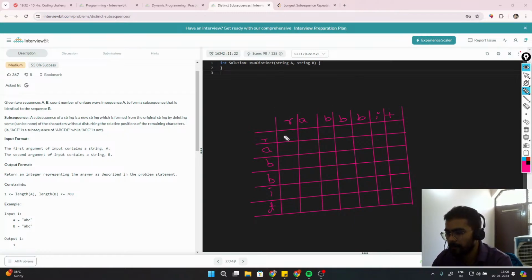This R, they are matching. So whatever was removed from here, I'll carry forward here. So 0, nothing I have to delete.